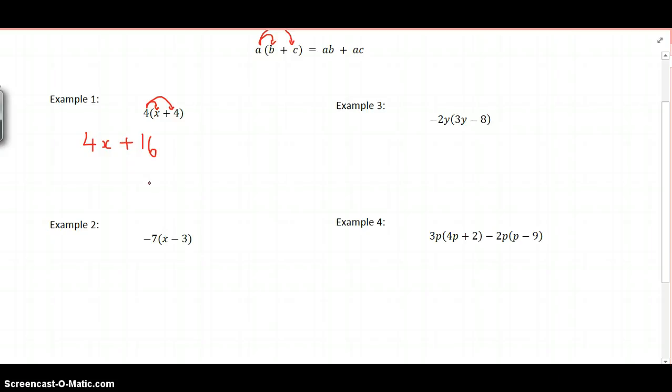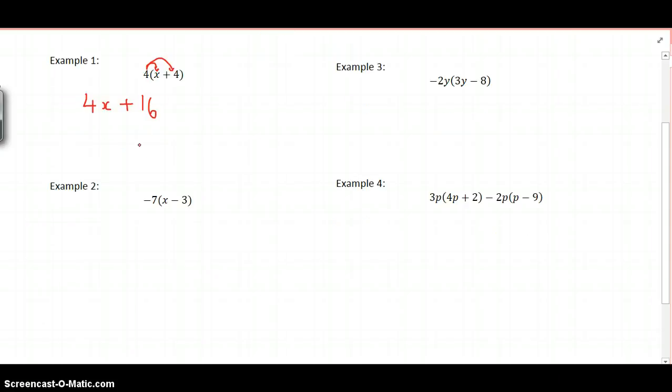Okay? Now, before I do the next example, I'd like you to do example 2 first, and pause the video and just see if you can apply that basic multiplication out. Alright, now that you've given it a shot, let's have a look.